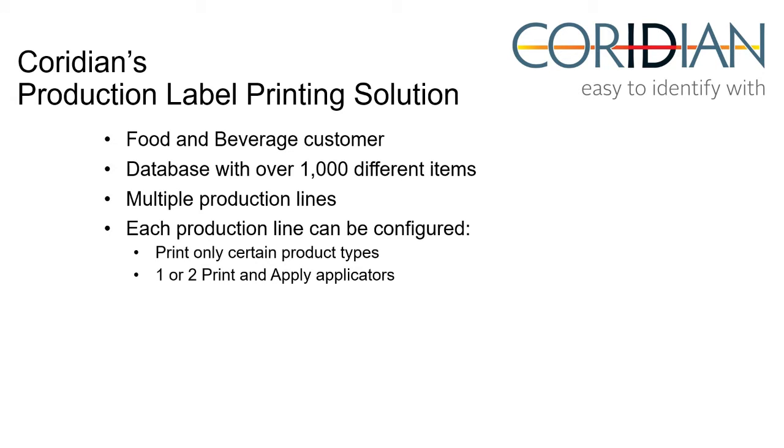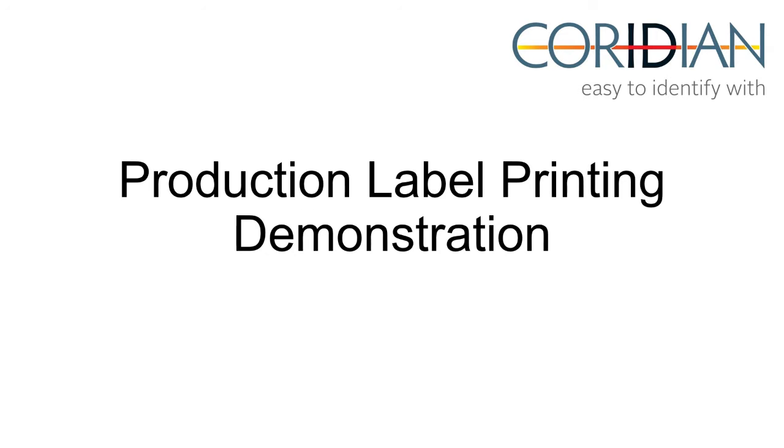Must allow for one or two print and apply applicators. Now in this configuration, this customer is printing labels and applying them from either the top of the product or the bottom of the product, or in some instances a top and a bottom label. The application must also handle a production line swap. And what we mean by a production line swap is in the case of a production line going down, where the operator can change an option in the software to divert the print jobs to a new print line that has the same configuration. So with that, let's have a production label printing demonstration.